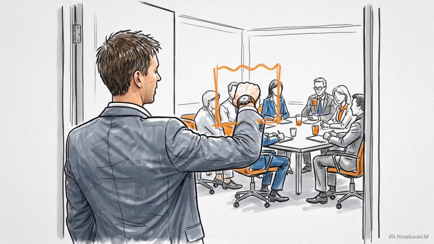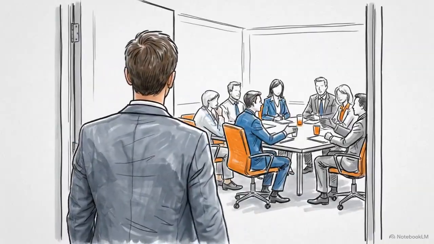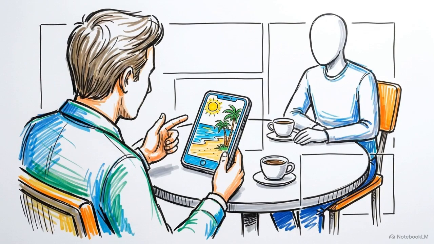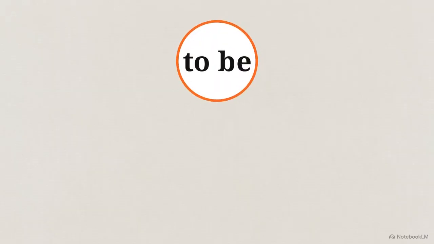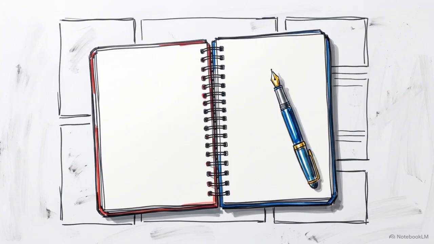Every day, we find ourselves needing to explain what already happened. Whether we're making an excuse for arriving late to a meeting or just telling a friend about our weekend, we have to talk about the past. To do that effectively in English, you need to master the past tense of the verb to be, specifically the words was and were. By the end of this lesson, you will be able to write down your own history.